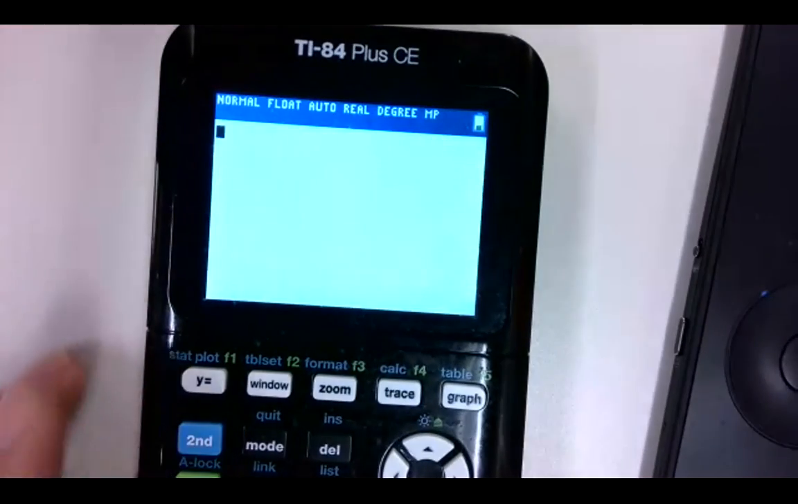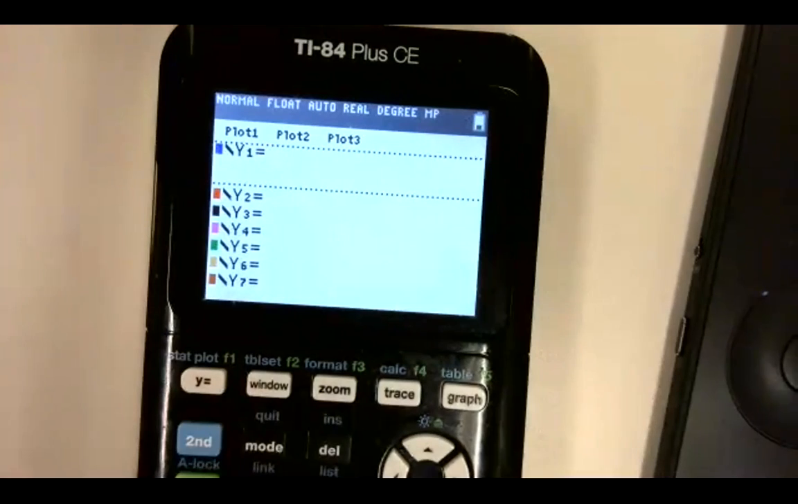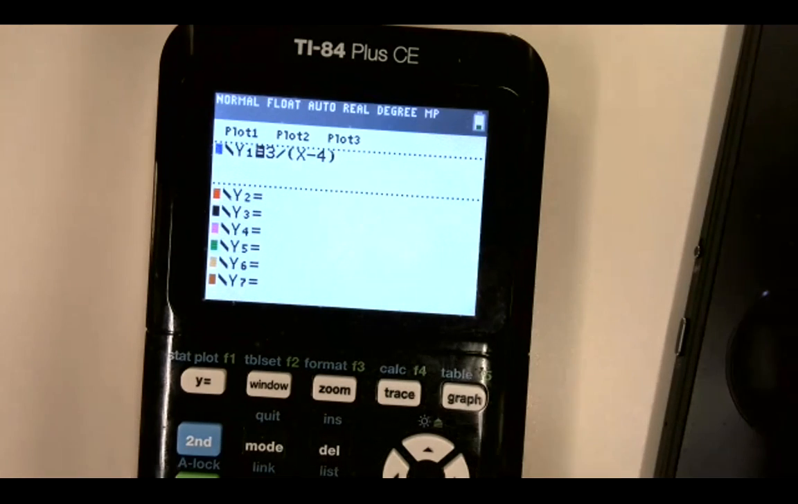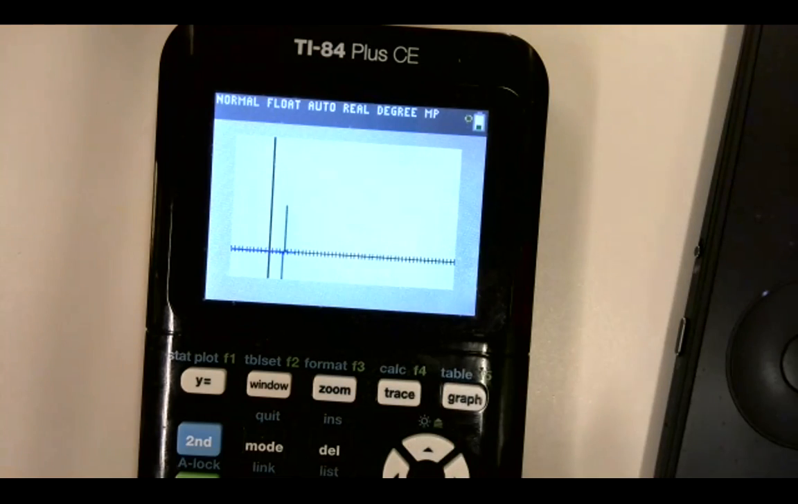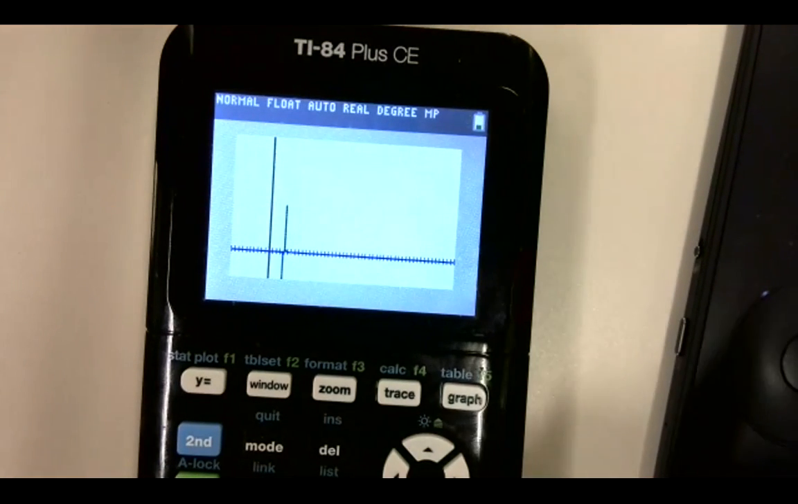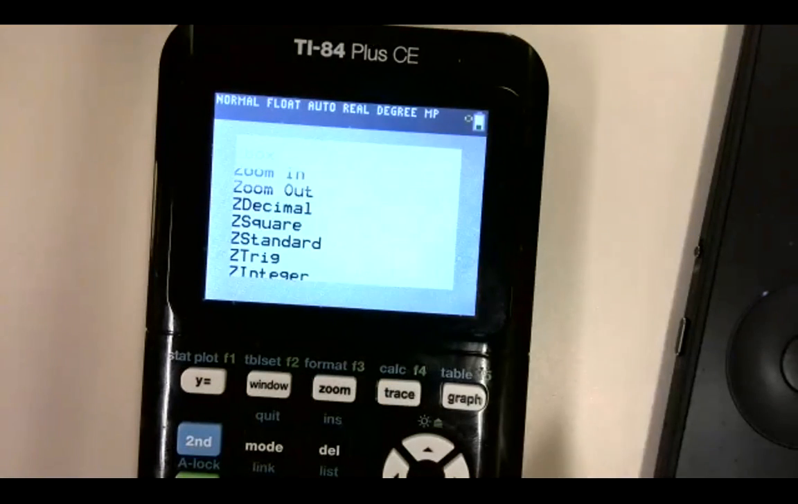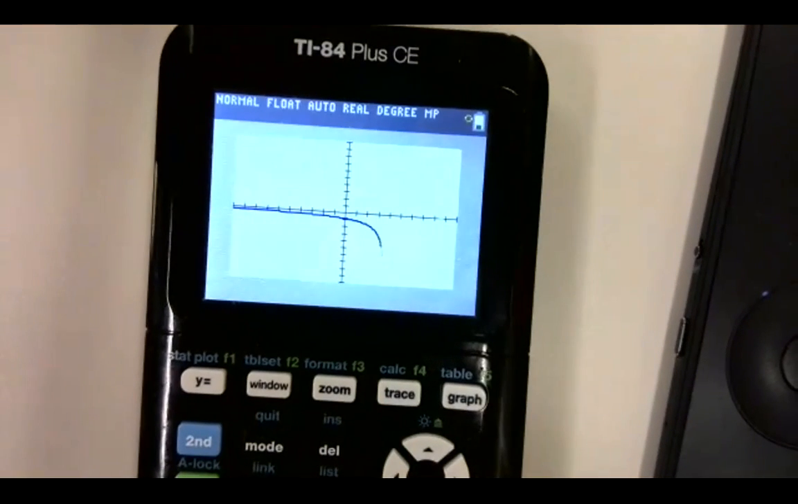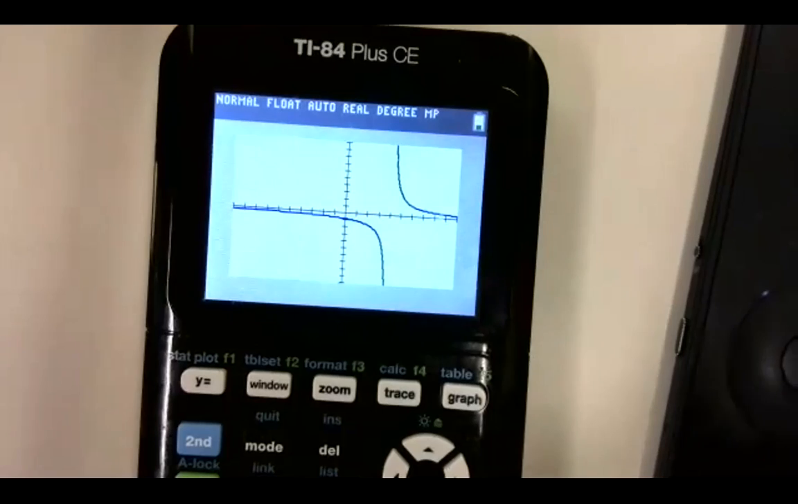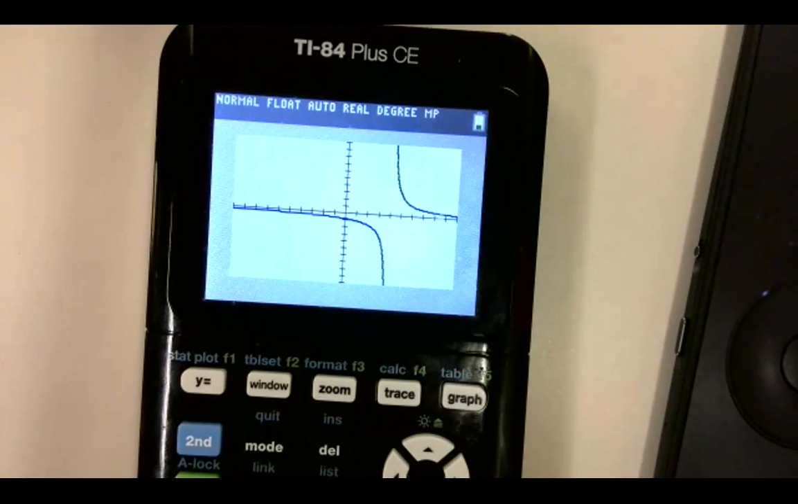Can you guys see that? So if I go to y equals, and I hit 3 divided by parenthesis x minus 4. Now I want the denominator written as a quantity. I could graph this, and man, that looks kind of ugly. So guess what I do? I hit zoom 6, that's zooming standard, and that's what it looks like. So you don't have to necessarily worry about the graphs of these because you have a graphing calculator.